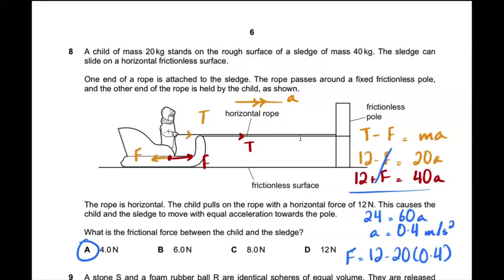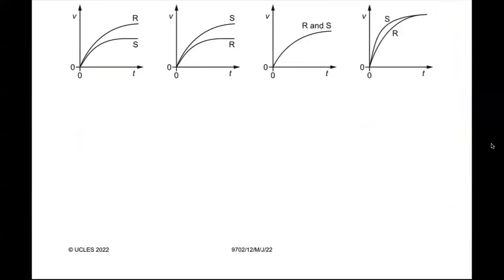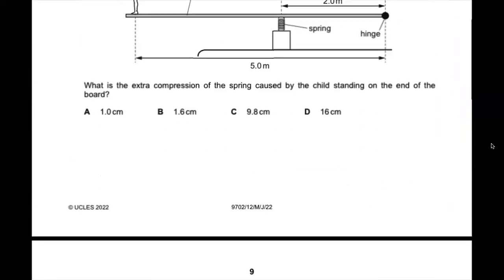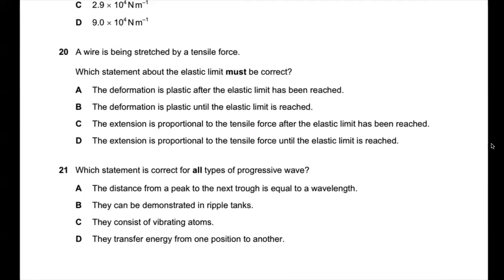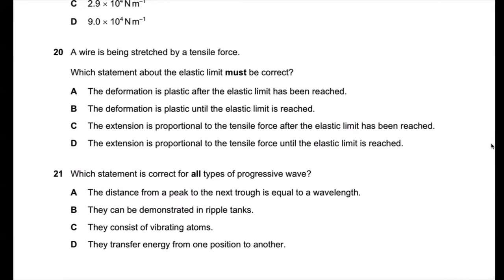All right. After this, we have the next really difficult question, which is 20. A wire is being stretched by a tensile force. Which statement about the elastic limit must be correct? The deformation is plastic after the elastic limit has been reached. Just a second. So yeah, A is definitely correct because that's just how the elastic limit is defined, which is that it's elastic deformation up to that point, after which it is plastic.